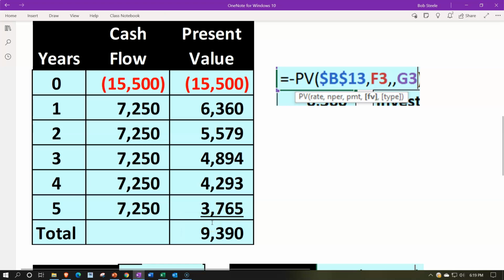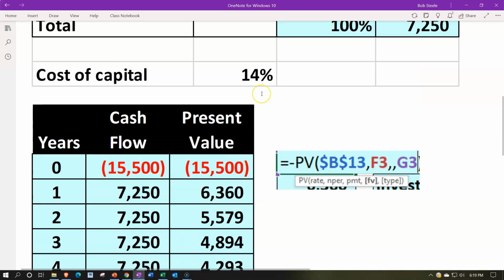Adding that up, we get to the $9,390. Because this is a positive number, that means we cleared the hurdle rate or cost of capital of 14%, so we might then consider taking on the project.